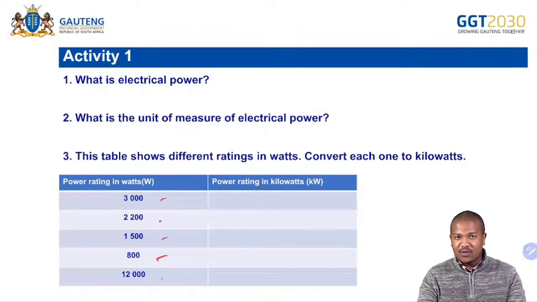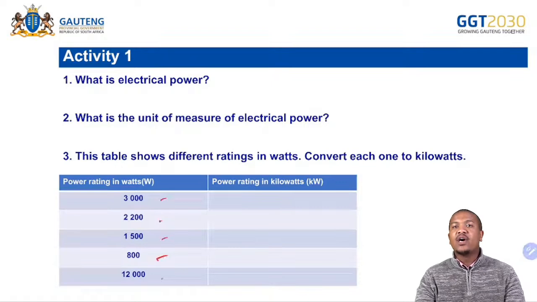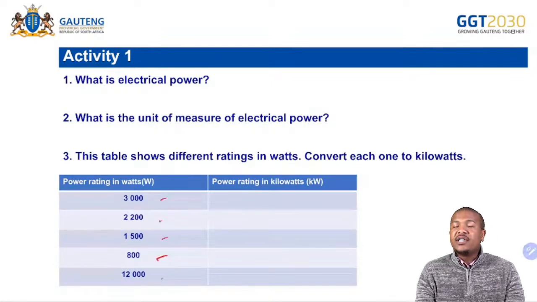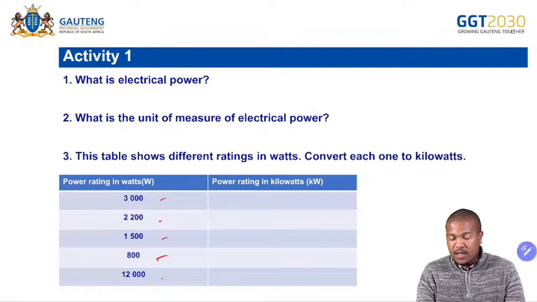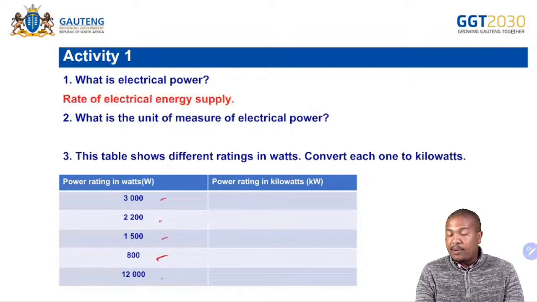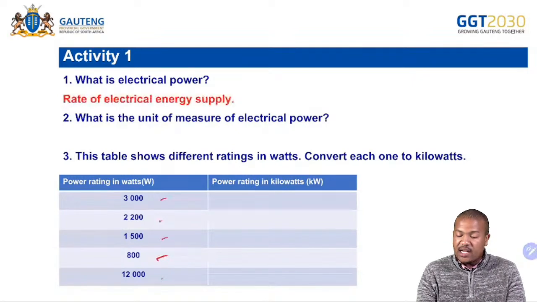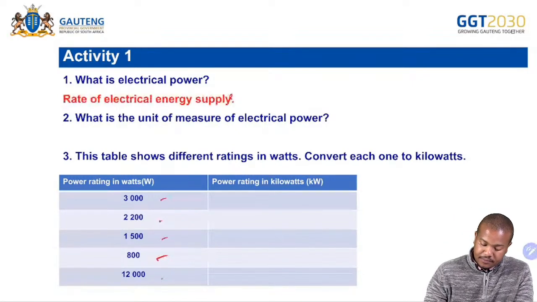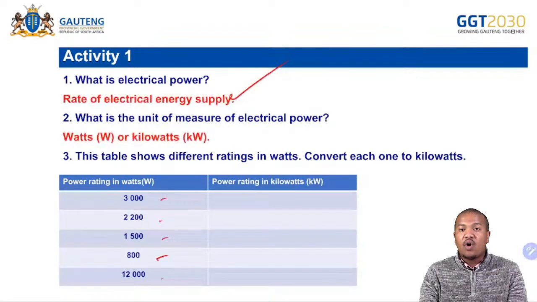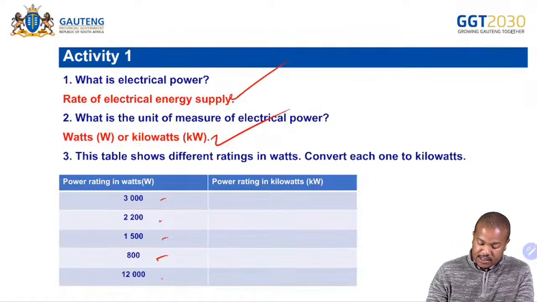Welcome back again, grade 9s. Now let's look at the solutions. Number one, what is electrical power, right? So electrical power is the rate of electricity supplied, or rate of electrical energy supplied. And number two, what is the unit of measurement for electrical power? It is measured in kilowatts or watts, right?